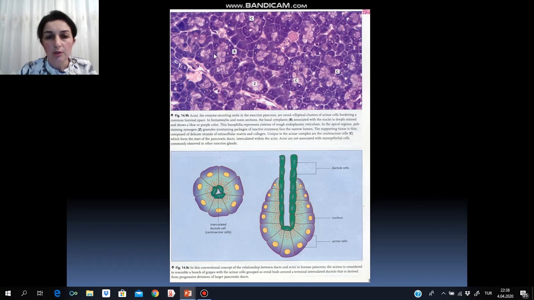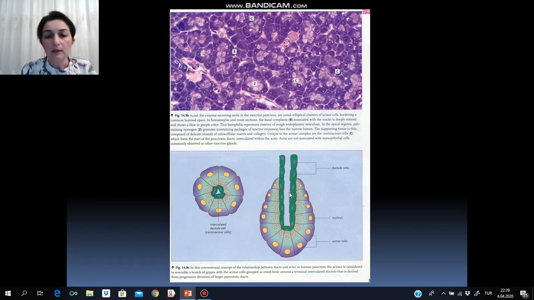The secretory portions constitute a compound tubular alveolar gland, which includes, pay attention, secretory portions and duct systems. If we are talking about the secretory portions, the unit of the exocrine portion of the pancreas is called acinus. The acinus has a sac-like structure. Here are located secretory cells which have the shape of a truncated pyramid.